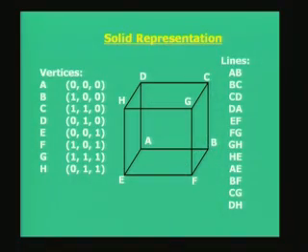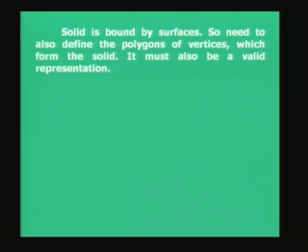So, this is one way by which a solid can be represented with the help of vertices and lines, of course, but this is not a very complete representation. We need some more information to know which of these lines form an enclosed polygon. A solid is bound by surfaces, so we need to also define the polygons of the vertices which form the solid. It must also be a valid representation.